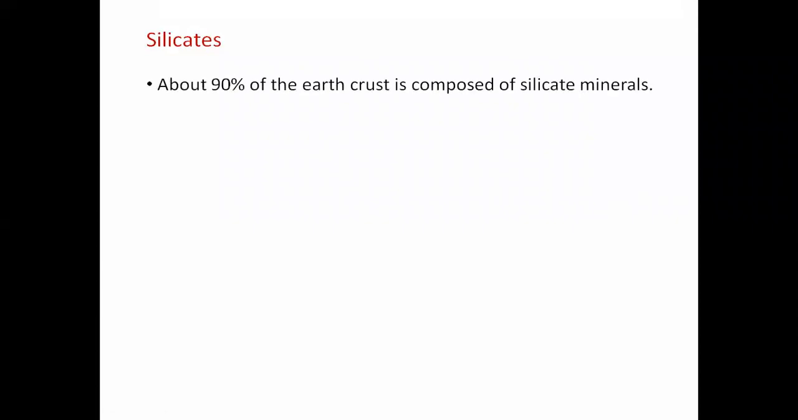What are silicates? Silicates are the compounds which make up almost 90% of the earth's crust. But these silicates are always in combined form with the metals. They are called silicate minerals.